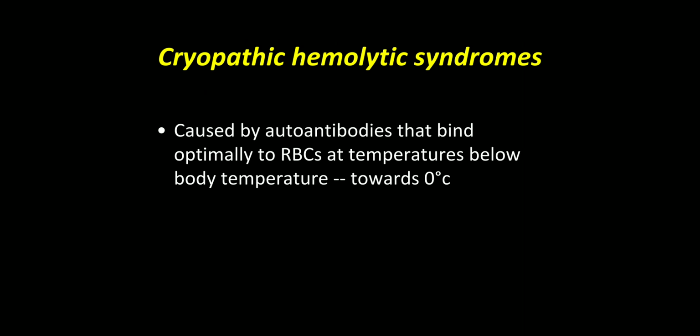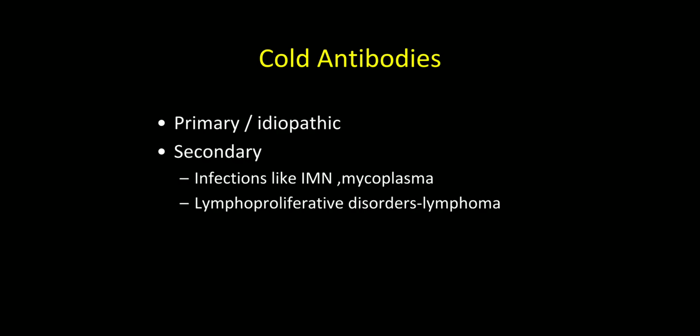So that is caused by autoantibodies which bind to RBCs at temperatures below the body temperature, that is almost towards 0 degrees Celsius, just below the body temperature. Okay. So again, the same classification, it can be primary and secondary that I told you. The most common infection which can cause a cold antibody type of autoimmune hemolytic anemia is a mycoplasma infection. Don't forget that it is a mycoplasma infection which is very commonly associated.